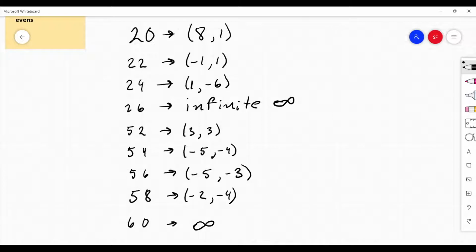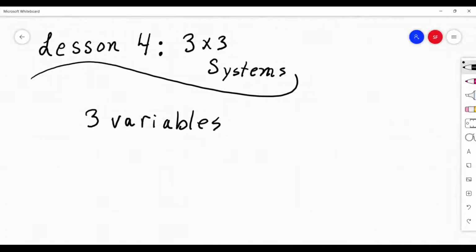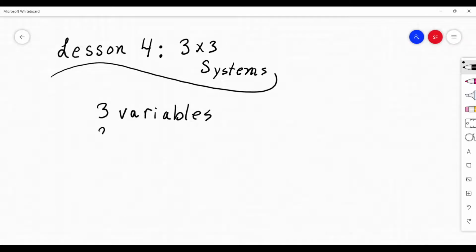So let's jump in. Let me pause this recording real quick. Okay, let's get started. Yes, you read that right. Lesson 4. I know we just did lesson 1, but we're going to skip lessons 2 and 3 and go straight to lesson 4. Lesson 4 is going to be over 3x3 systems. So if you remember from the other day, what do the 2 3s mean? We have 3 variables in these problems, and since we have 3 variables to solve for, we have to have 3 equations.